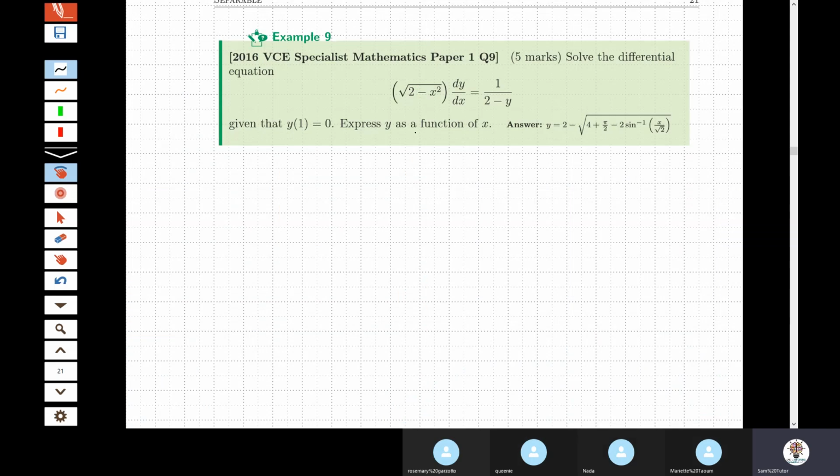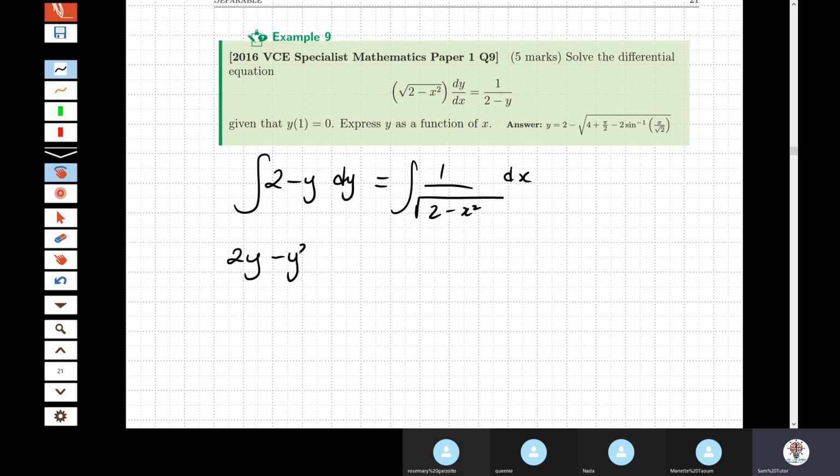All right, what am I going to do? I'm going to firstly multiply and divide. Okay, so it's going to look like this: 2 minus y dy equals 1 on square root 2 minus x squared dx. Is it correct? And then integral sign, integral sign. Then I'm going to integrate 2 minus y, which becomes 2y minus y squared.